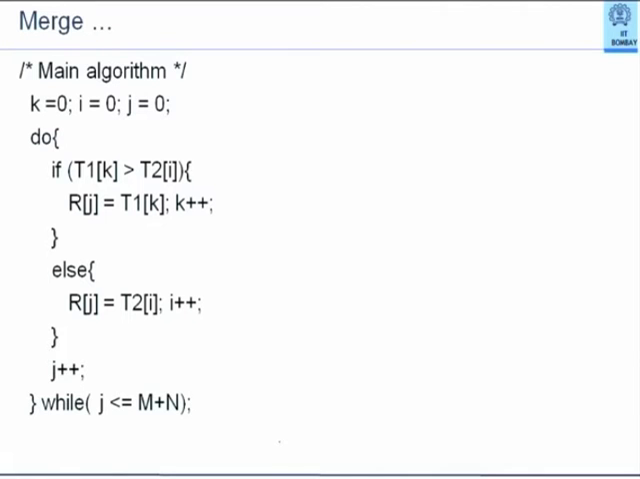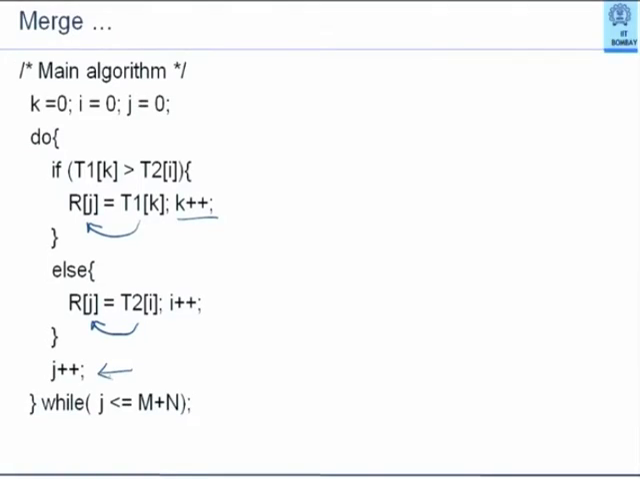So I start with k equal to 0, i equal to 0, j equal to 0. And I compare t1[k] with t2[i]. If t1[k] is greater than t2[i], then I take the kth element of t1 and push it to r[j] and increase k. If t1[k] is not greater than t2[i], then I take the ith element of t2 and push it to r[j]. So either I move the kth element of t1 or the ith element of t2. One of the two elements will always be moved every time I look at the comparison. In either case, since I have pushed an element into the resultant array, the index must also be increased by 1, j++.